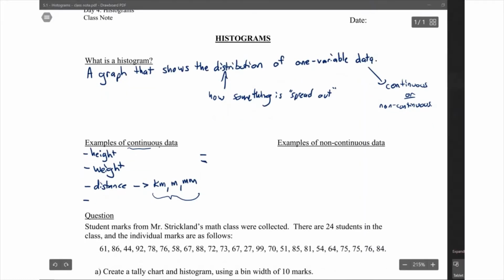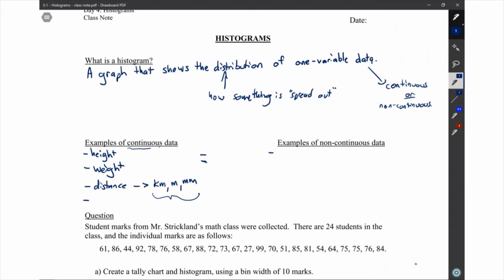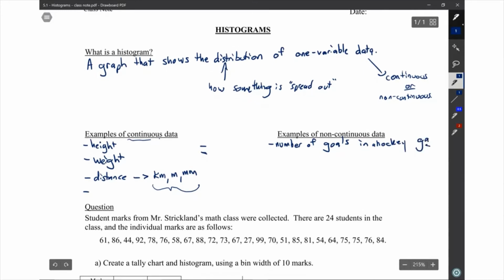Examples of non-continuous data: we have different scenarios where you can only have a fixed number of options within a given range. For example, if we look at the number of goals in a hockey game last night. Sorry for the messy writing here. So the number of goals in a hockey game, you can have 3 goals in a game, you can have 5 goals in a game, but you cannot have 2.5 goals in a game.